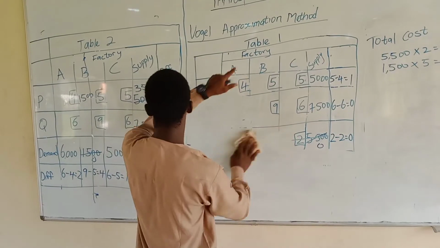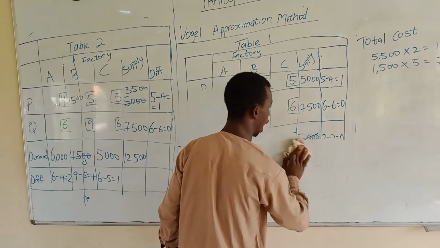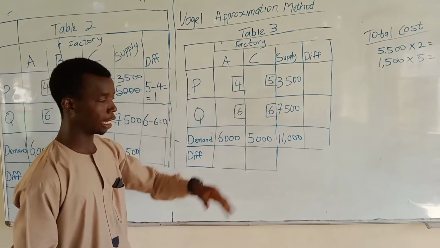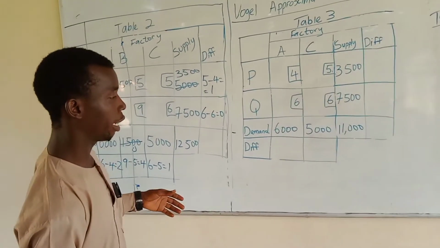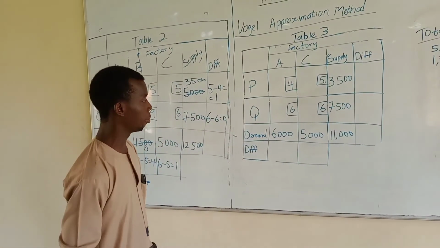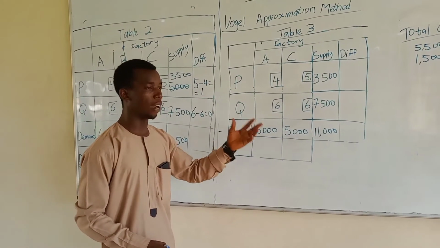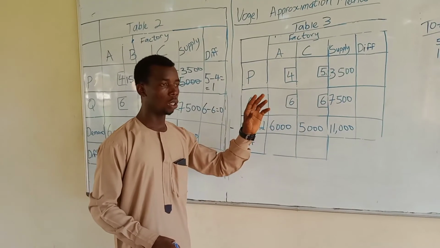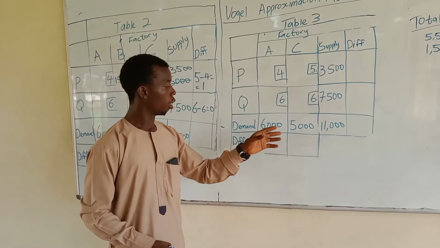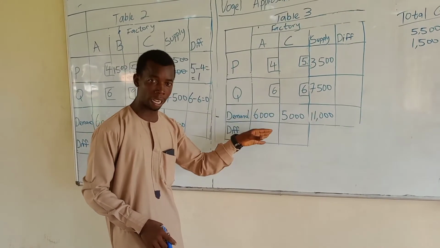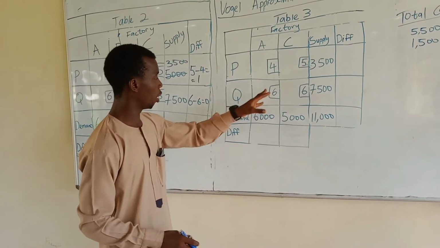Take note of this table 1 and this table 2. Now we are moving to table 3. We have another table entirely. Like I mentioned the other time, we can draw as many tables until we finally allocate all units. Every supply and every demand must be satisfied. Now we have another table.